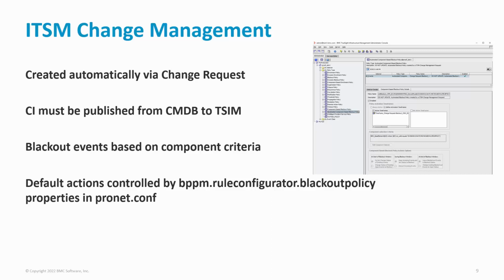Just like a component-based blackout policy, its purpose is to black out those events that are associated to a specific CI. This type of policy must not be edited in the TrueSight Administrator console, but it can be viewed. The default start, during, and end actions when the policy is automatically created can be altered by changing the value of the bppm.rule-configurator.blackout policy prefix properties in the tsimpronet.conf file.